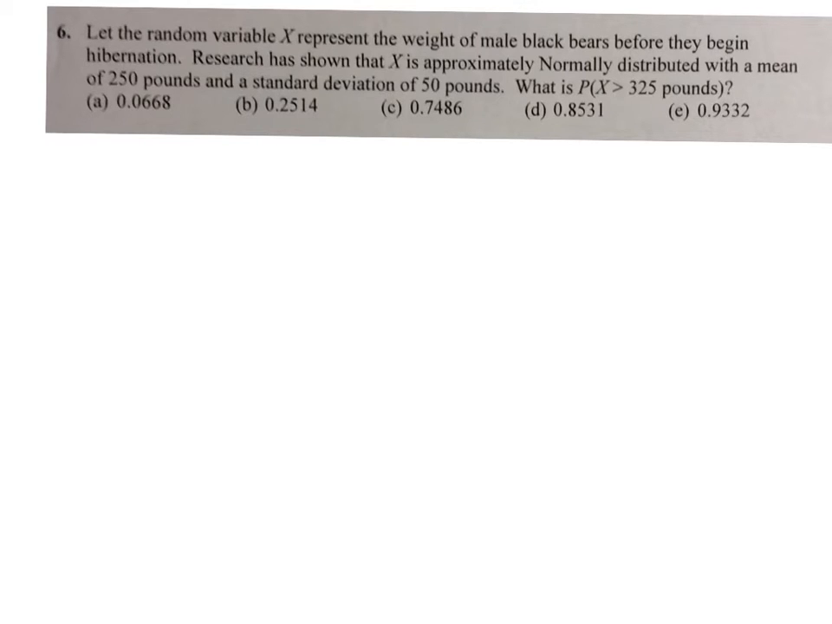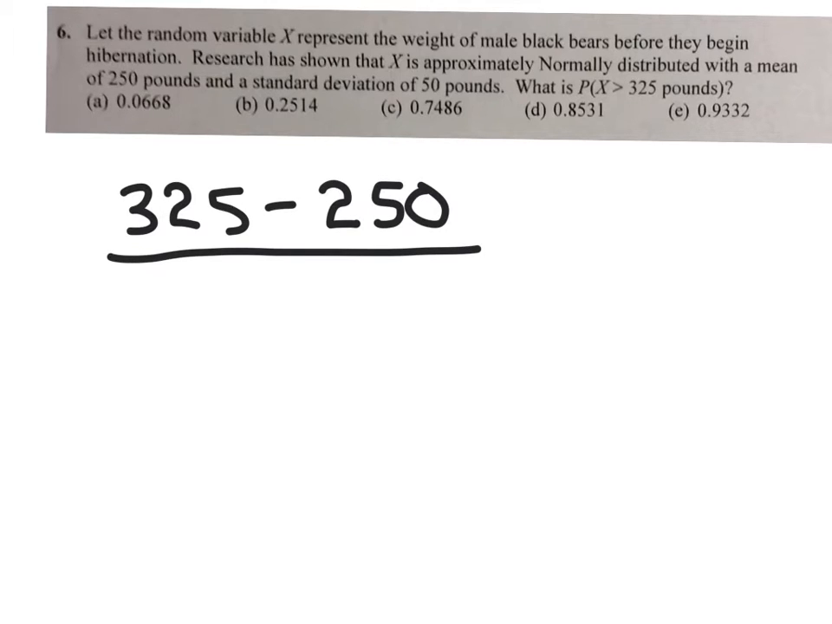Now let's see. This is a z-score. This is just a continuous random variable that is a big bear. So 325 pounds. All right, here we go. What are we going to do with this thing? Z-score: 325 minus the mean, which is 250. The average bear weighs 250. Wow, so that's a big bear. Divided by the standard deviation, which is about 50 pounds. And that's going to be our z-score. If you do that, it's 1.5.